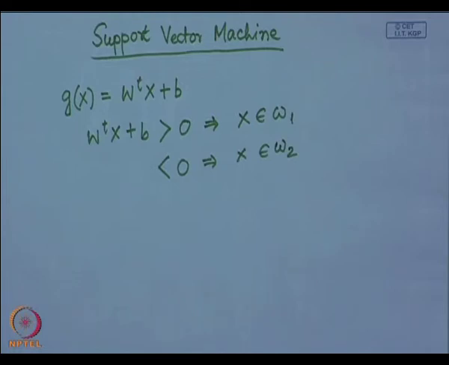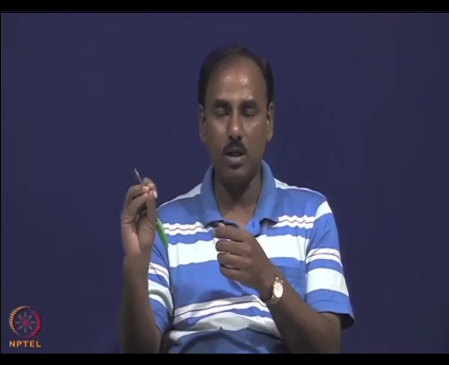So, here you find that for classification purpose, the actual value of g of x is not really very important, but what is important is what is the sign of g of x. If the sign is positive, I infer that x belongs to class omega 1. If the sign is negative, I infer that x belongs to class omega 2.